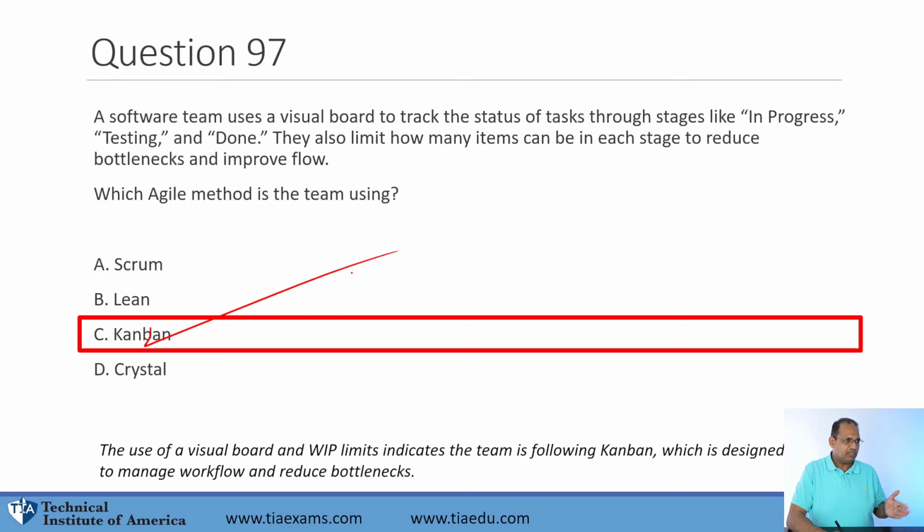It says when you have an in-progress column, you have a test in, maybe you have a done, you have things that haven't been started yet. This is really a good definition of Kanban. Crystal uses different colors of crystal to specify complexity and team size. Lean reduces waste, and Scrum delivers products in increments, utilizing many of the Scrum terms, ceremonies, and processes.